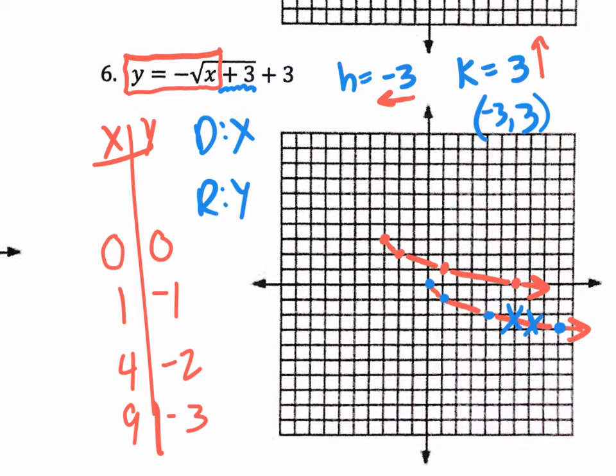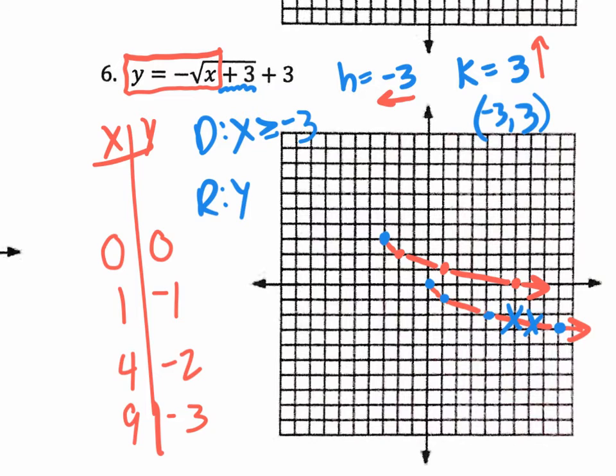What's your domain? X is... is it to the left or to the right of this beginning point, x value negative 3? It's to the right. So we're going to say x is greater than or equal to negative 3. Okay, and again, we are looking at this beginning point right here at the negative 3, 3.